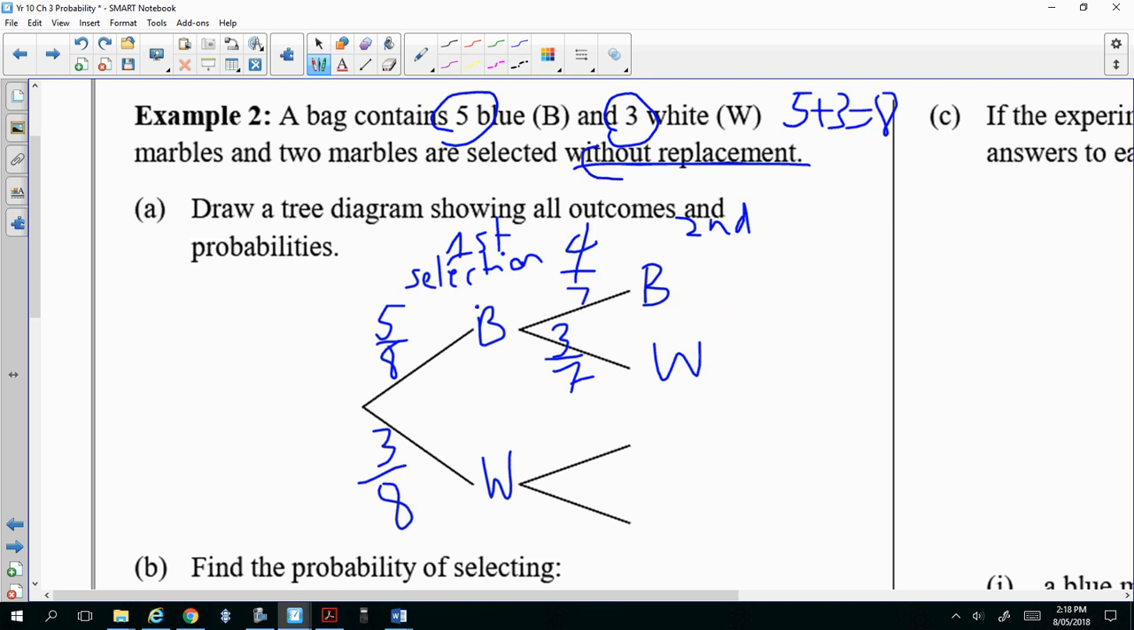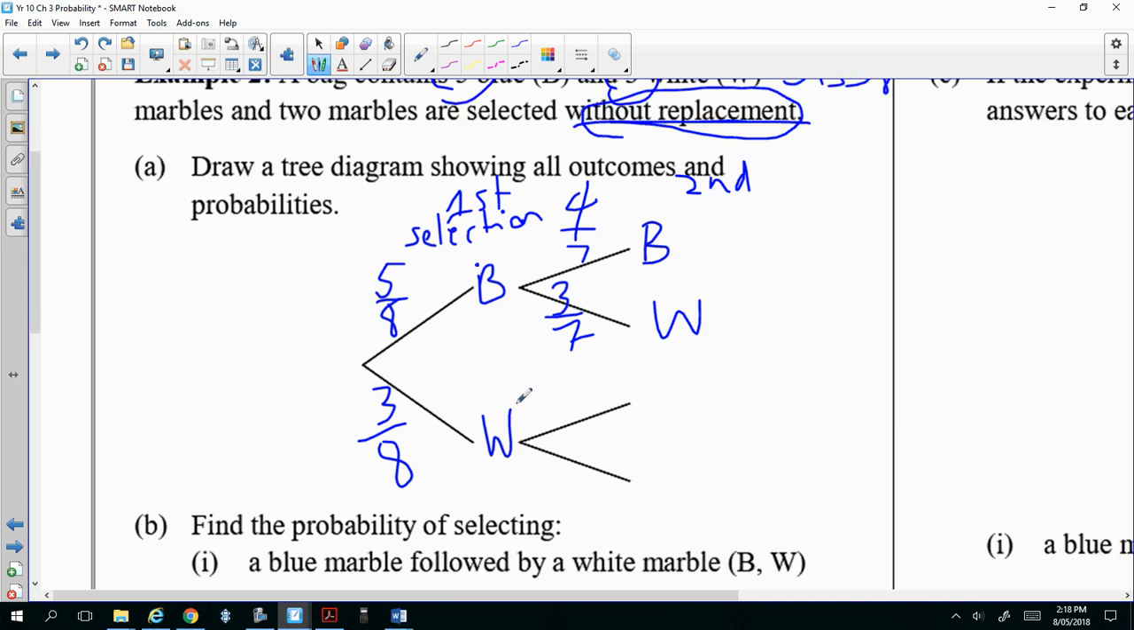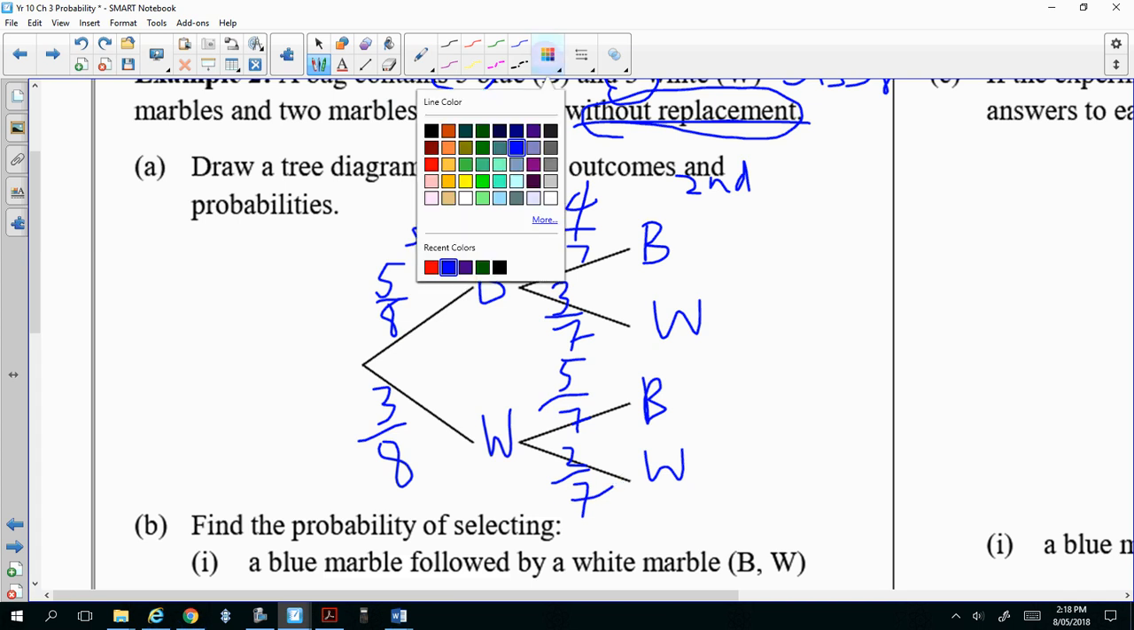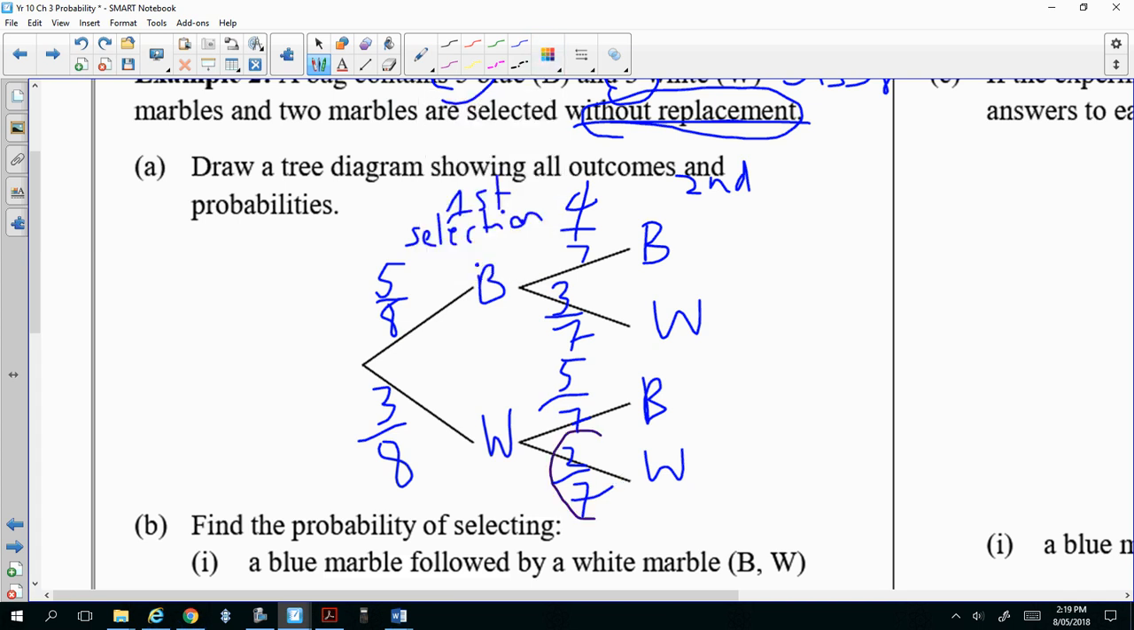Okay, without replacement. How about if you select a white out? It can also be blue or white, but your chance of getting a blue will now be 5 out of 7, because there are now 5 blue and 2 white. So that's what happens when it's without replacement. These will change. If it's without replacement, it means you don't put it back.